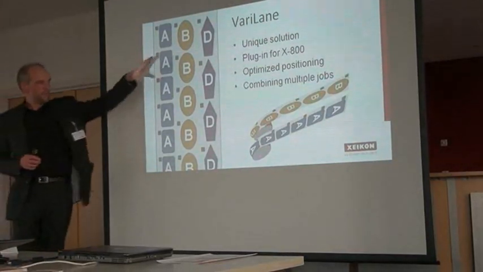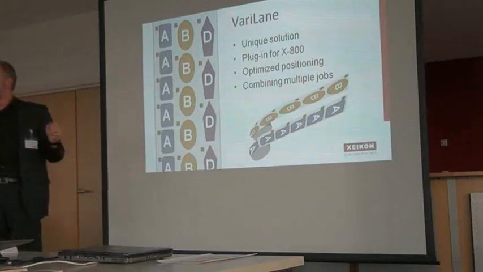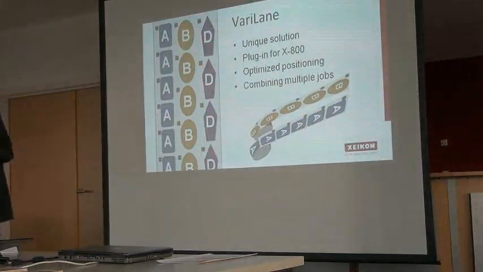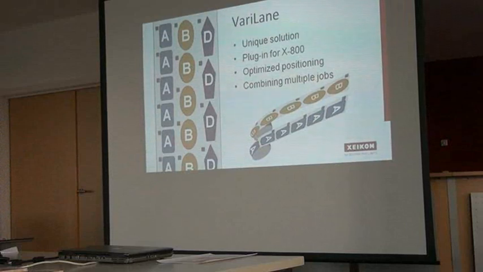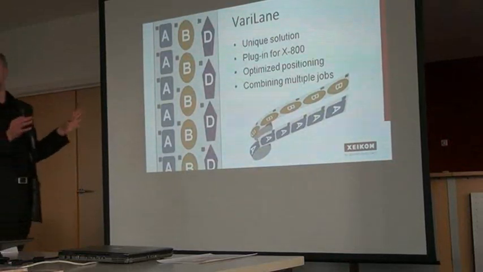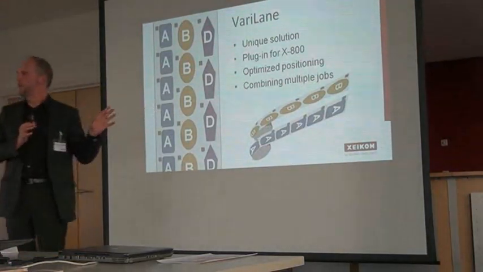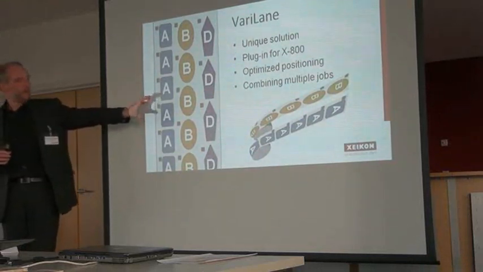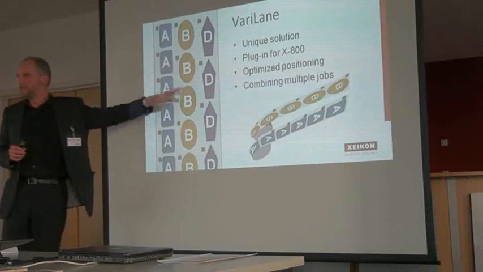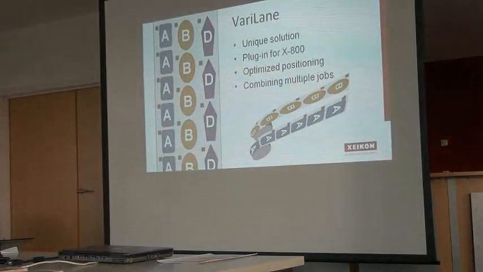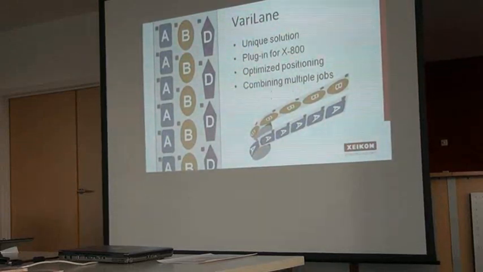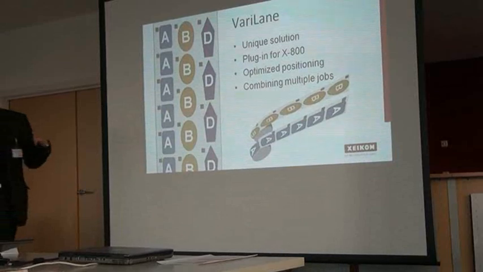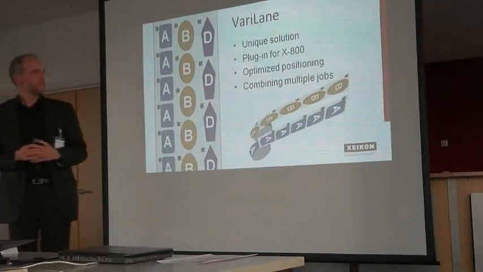Today we're not going to work with individual sheets anymore, but we're going to take all the jobs for a certain production. We drop all the jobs into the VariLane application, and it will create an imposition scheme with different job lengths, different repeats, different labels, different types of labels. So that's what VariLane is doing. It's going to optimize the complete production independent from job size and label size.